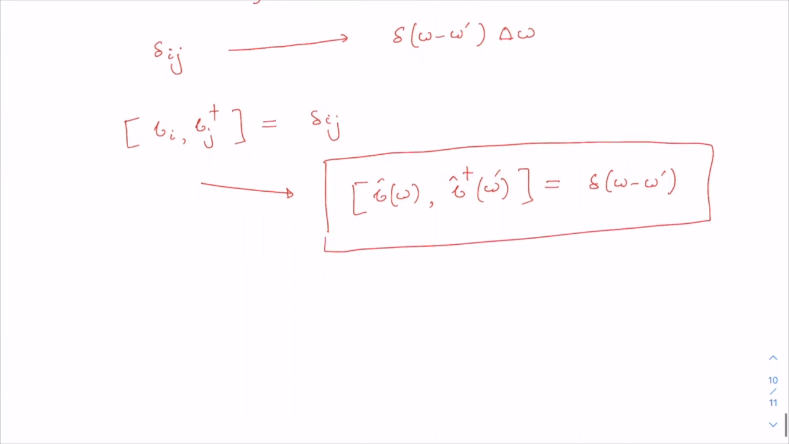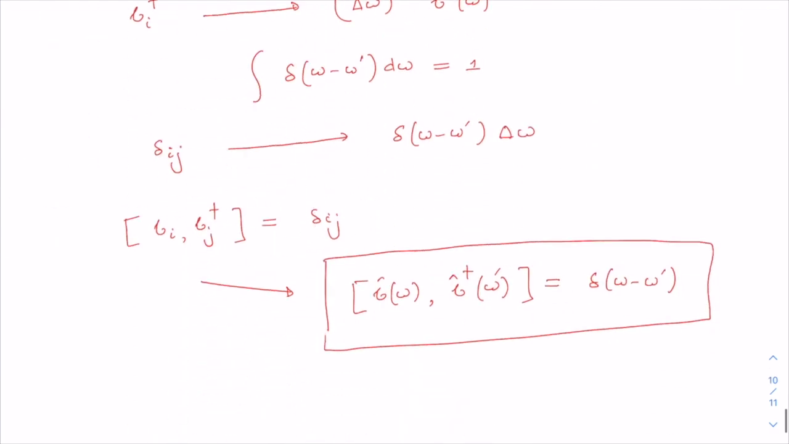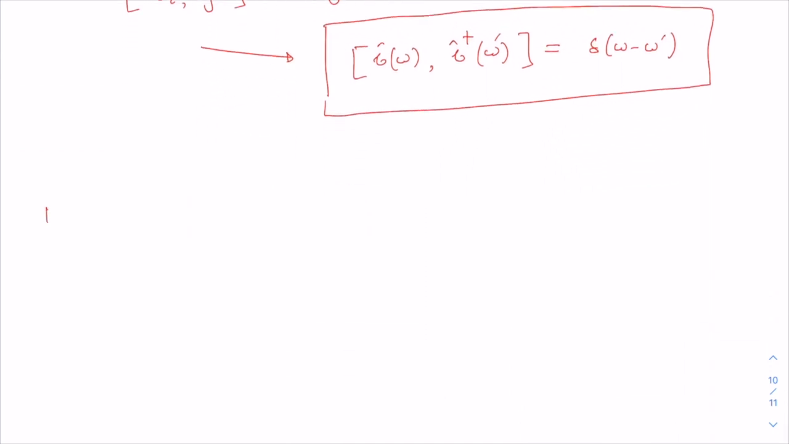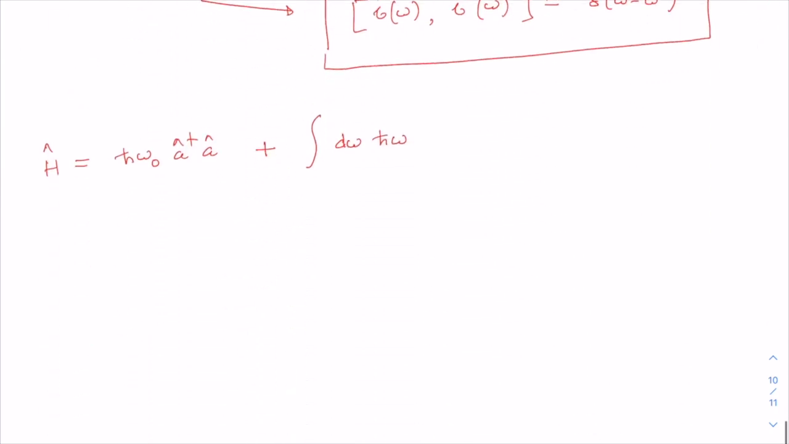So utilizing all this, now we can rewrite this Hamiltonian. This Hamiltonian is in the discrete space. Now in the continuous space, this Hamiltonian can be written as follows. So we will write this Hamiltonian as h cross omega 0 a dagger a. Bath oscillators are now going from the discrete to the continuum. So we have now integration d omega h cross omega b dagger omega b of omega, where the summation is now replaced by integral. And this external laser drive would remain the same because it just involves the optical mode only. It does not involve the Bath oscillators, so it will remain as it is.